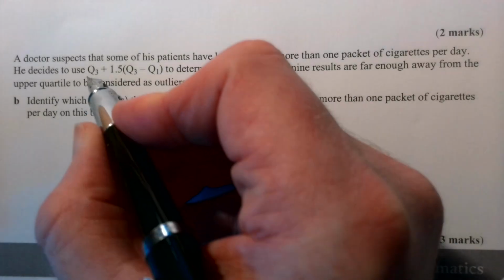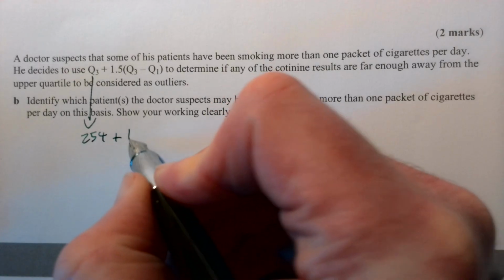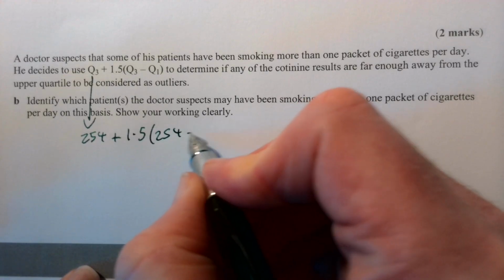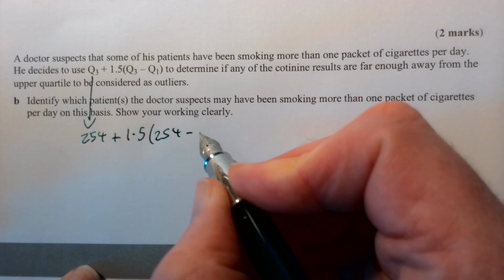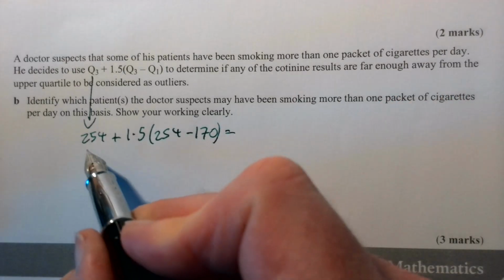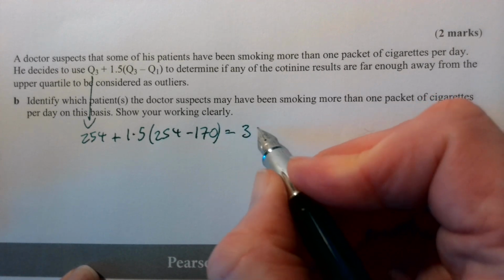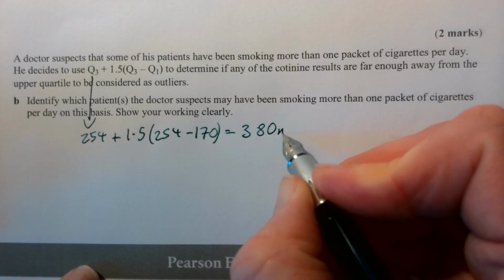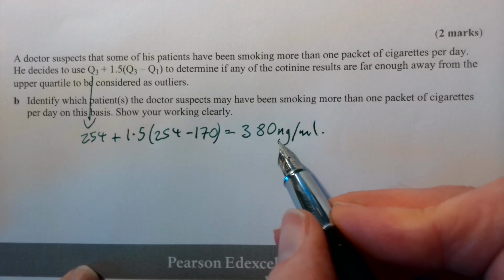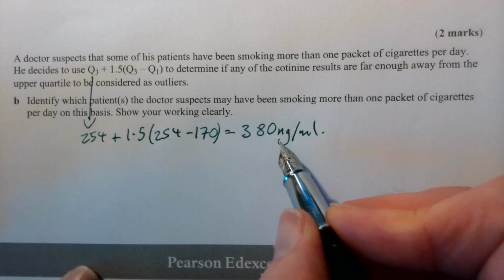So Q3 is 254, and then you've got 1.5 times, and you've got your 254, take away Q1, the lower quartile, which they told us is 170. So if you just whack that straight into your calculator exactly like that, you get 380 as being the number which tells you whether or not something's an outlier or not.